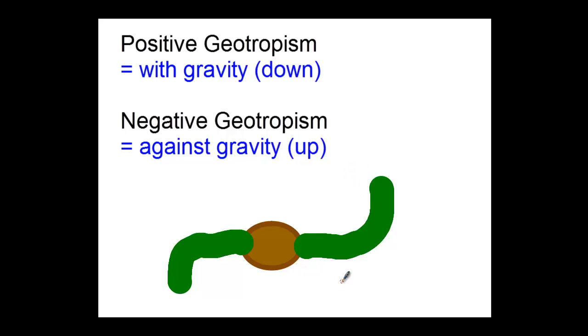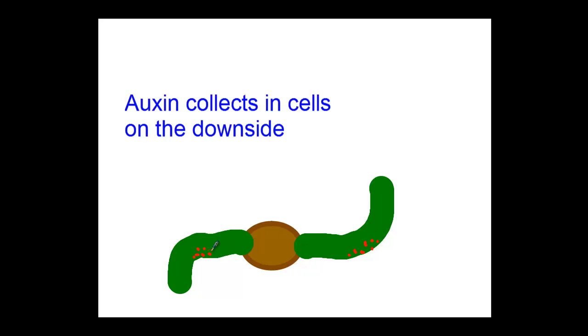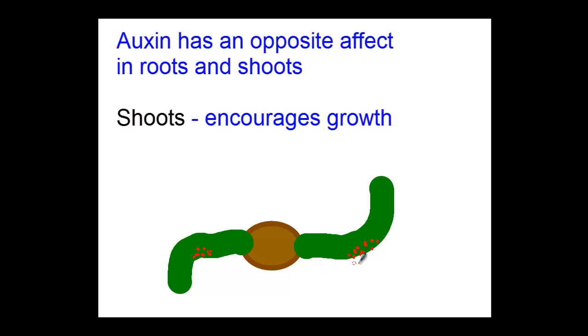Now, when we go looking for the auxin in these plants, it isn't exactly what we might expect. You might expect that we find lots of auxin in this area in the shoots, and in a different area in the roots. We actually find it in the same area, and in both roots and shoots, we find it on the downside. We find auxin on the downside. What we find is that it's an opposite effect. In shoots, as we know already when we looked at phototropism, it causes cell elongation and cell growth.